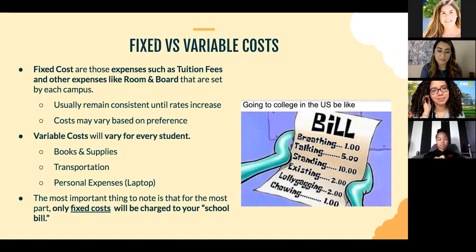Then also transportation. Transportation is really different because if you're a commuter student, then you might have to pay for things like gas or parking. But if you're living on campus, then you might not have to pay for that, so you would minimize cost in that.